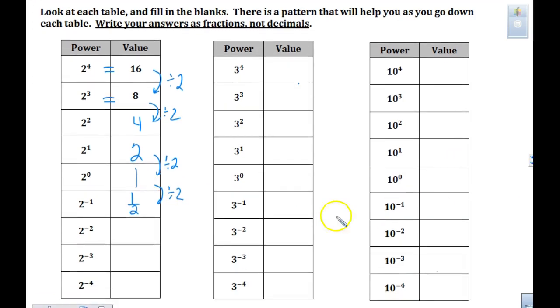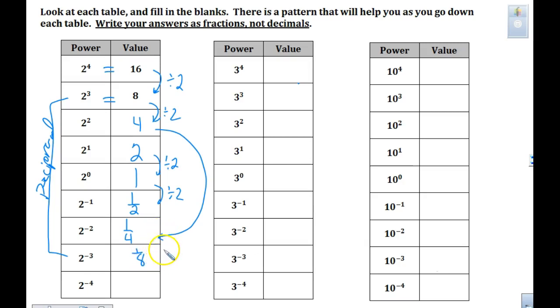So as I continue going down this table, I notice that 2 to the 2nd is 4. So 2 to the negative 2 is going to be, make sure you're filling yours in, 1/4. 2 to the 3rd was 8. We are taking the reciprocal, and if I take the reciprocal, I should get 1/8. And if I take 1/8 and divide it by 2, that is going to give me 1/16. Make sure you have your table filled in.